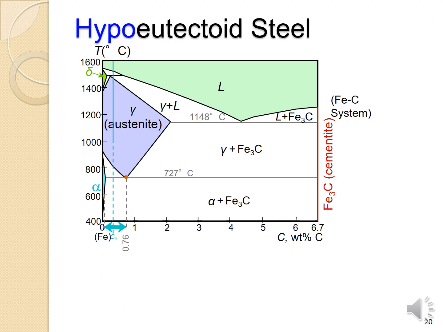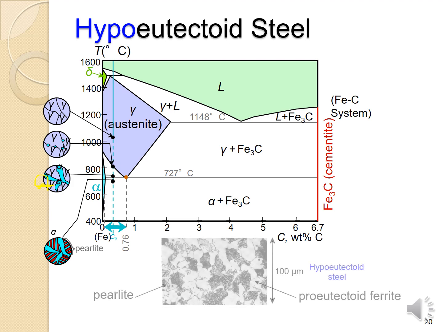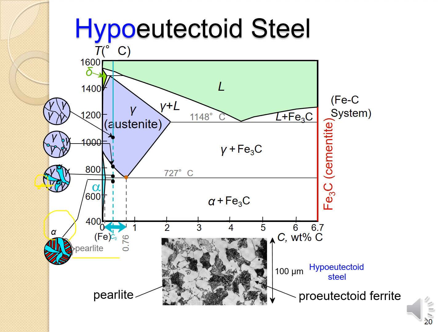Here is the evolution of the hypoeutectoid steel microstructure. First, we'll have austenite, and the alpha phase starts to precipitate out from the austenite grain boundaries. The alpha phase grows bigger. After the eutectoid reaction, all the gamma phase here will transform into pearlite structures. As a result, we will have the pro-eutectoid alpha phase plus layers of pearlite structures.